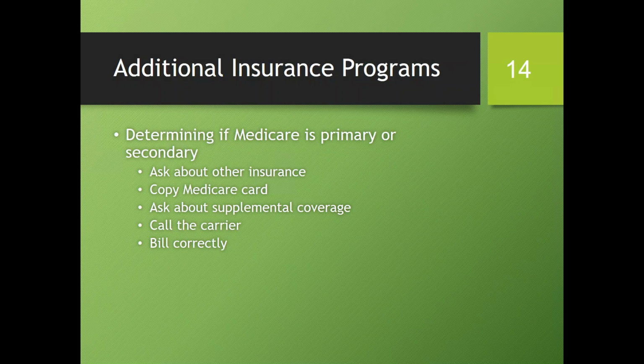Some additional insurance programs. Some other types of insurance under which a patient might be covered include Medicare, Medicaid, known as Medi-Medi, Medicare, Medigap, managed care plans, and private insurance. Determining if Medicare is primary or secondary, you should always ask about any other insurance, copy their Medicare card, ask about supplemental coverage, call the carrier, and make sure to bill correctly. Be sure to copy both sides of the Medicare card and call the carrier if the type of plan is not clear to you.